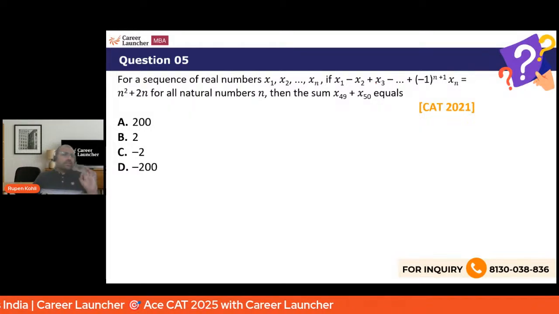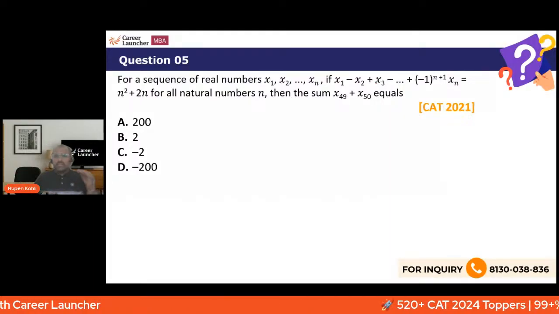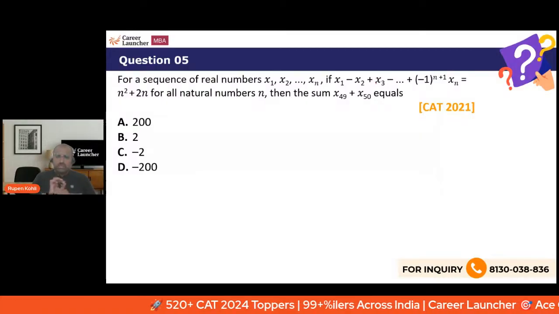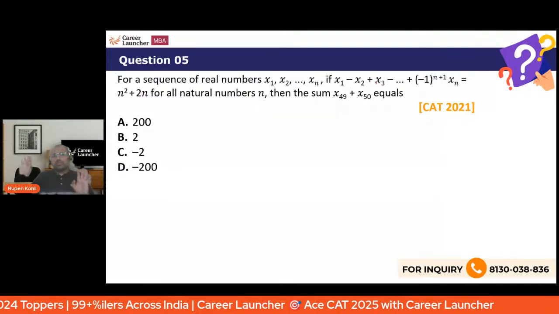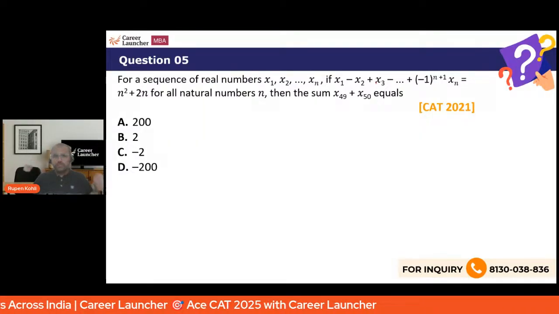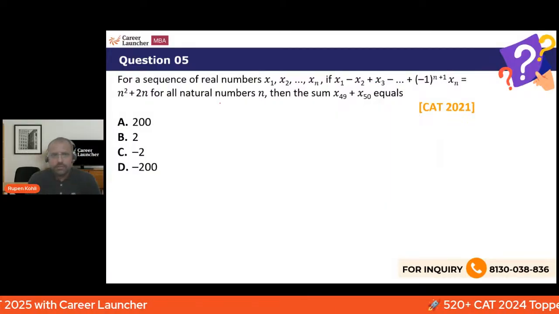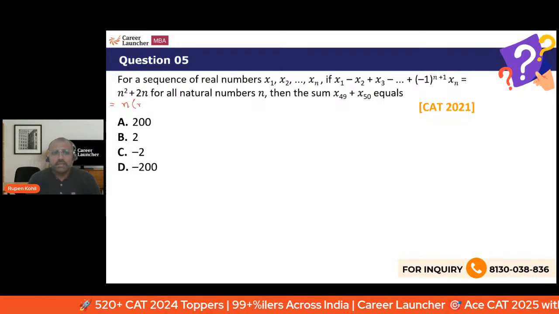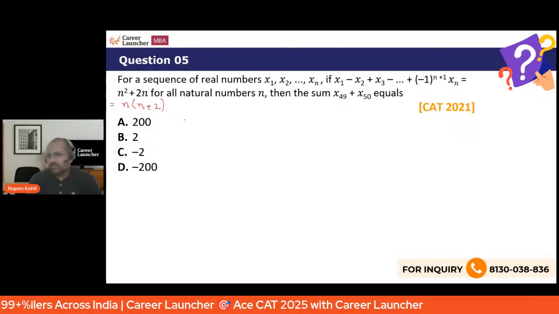As you saw in the last-to-last problem, when we are given such a relation, whether it's a recurrence relation or an equation in this form, all we need to do is start using it for n equal to 1, 2, 3, and so on, so that we can identify the terms. That's the obvious thing to be done. This is an exact formula in terms of n: n squared plus 2n, which can also be written in factorized form as n into n plus 2.